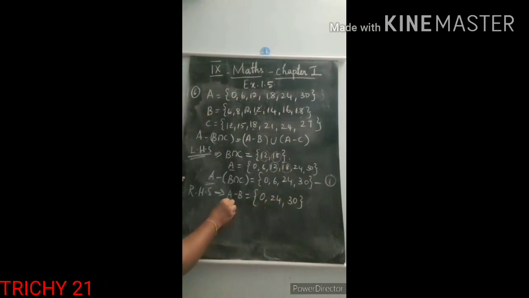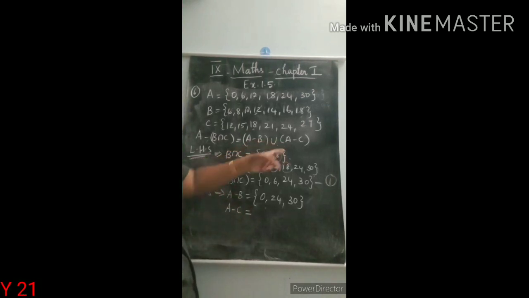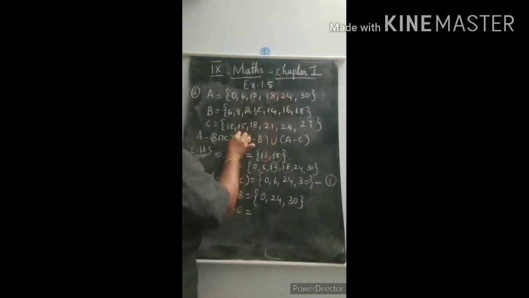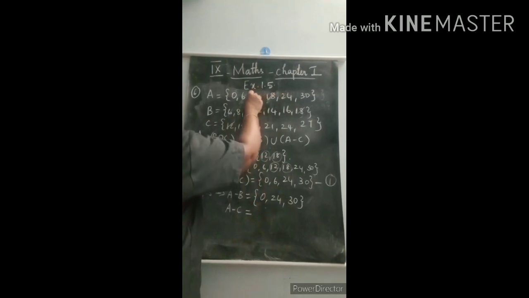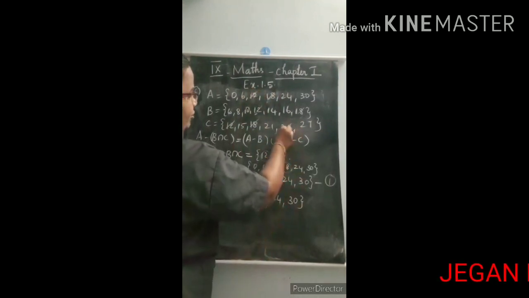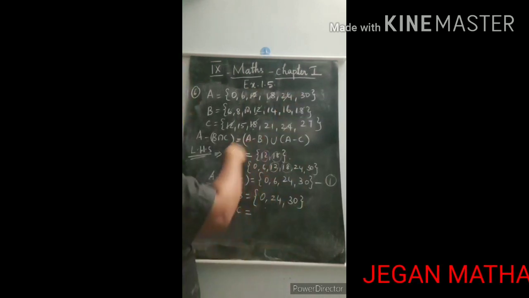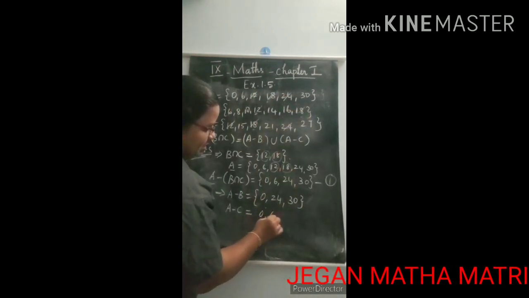And then A difference C we have to find out. For A and C, 12 is common and 18 is also common, and 6 is not there in C. So the common ones are 12, 18, 24. The remaining terms in A are 0, 6, 30.